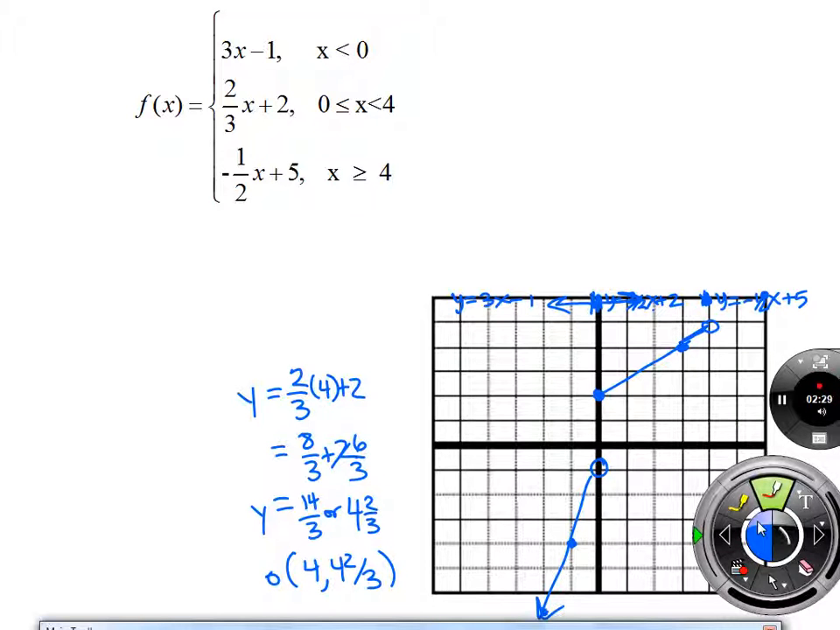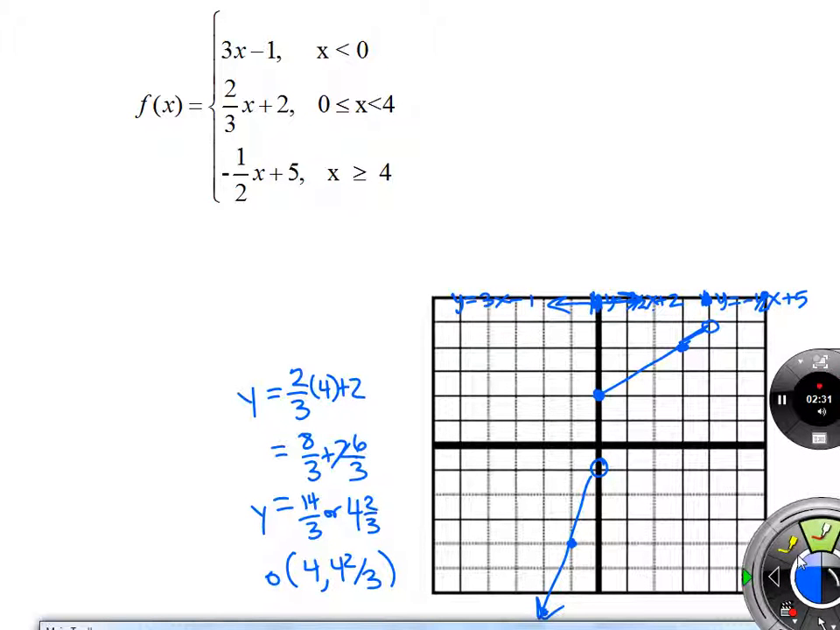The last section that I want to graph is the y equals negative 1/2 x plus 5. So I would start with my y-intercept at 5 and go down 1 over 2, down 1 over 2, down 1 over 2. So here's the points on the line on my graph.